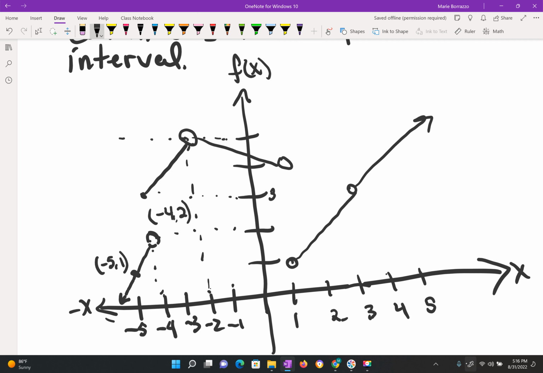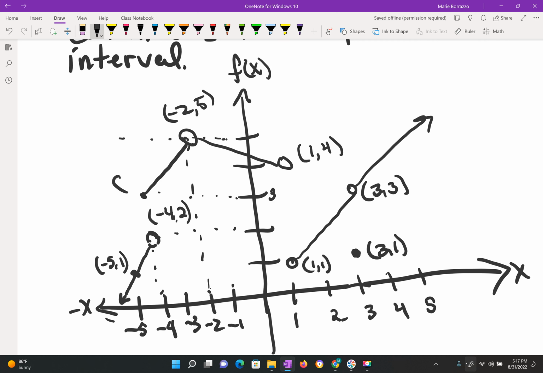This picture is in your book on page 120 if you don't happen to have your book. And then at 3, 1, we have a solid dot. This is 3, 1. This point here is 3, 3. This point here is 1, 1. This point here is 1, 4. And this point obviously is -2, 5. And this one is -4, 3.